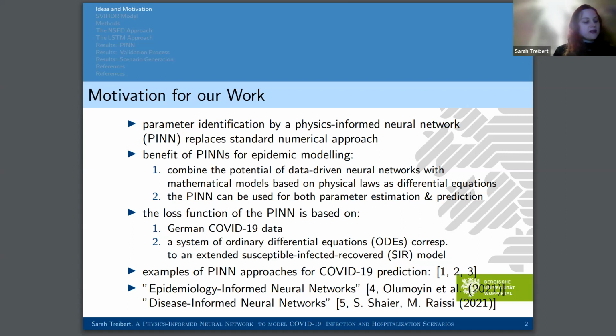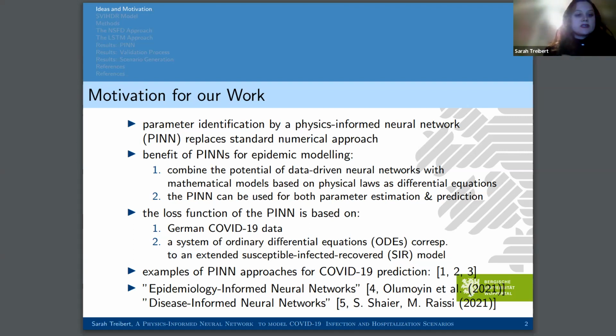Now, the benefits of a PINN, in some words, are that we can combine the potential of a data-driven neural network with mathematical models based on physical laws, as differential equations in our case. And of course, the PINN can be used for both parameter estimation and prediction.